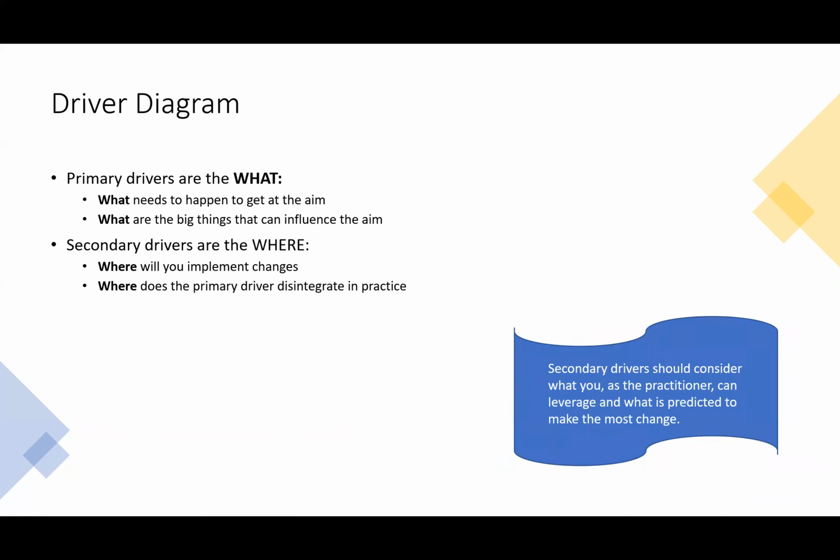Primary drivers are the what, so they address what needs to happen to get at the aim. What are the big things that can influence the aim? And the secondary drivers are the where. Where will you implement those changes, and where does the primary driver disintegrate in practice? And that will help you refine your driver diagram as well.